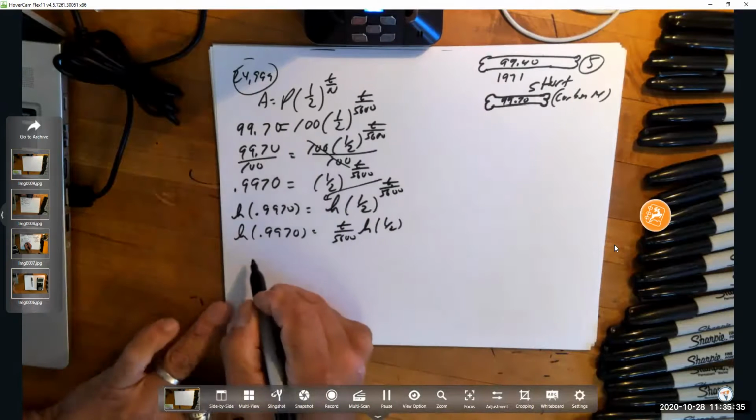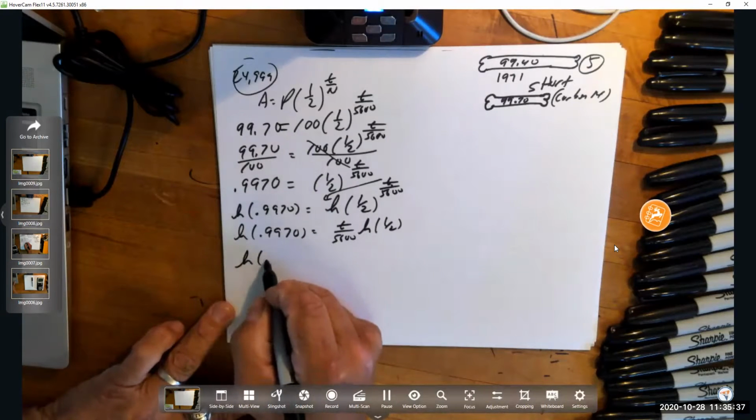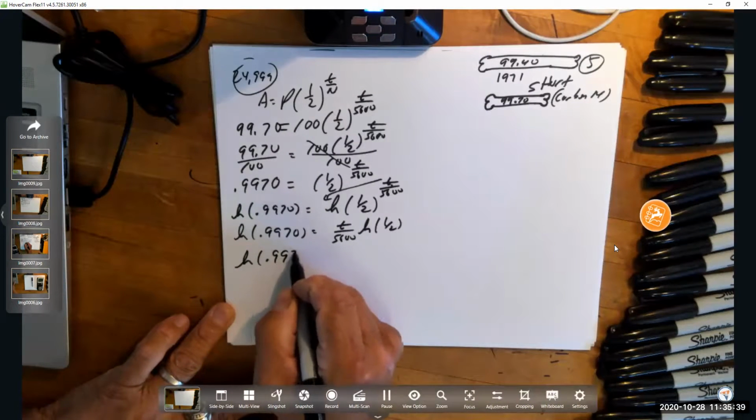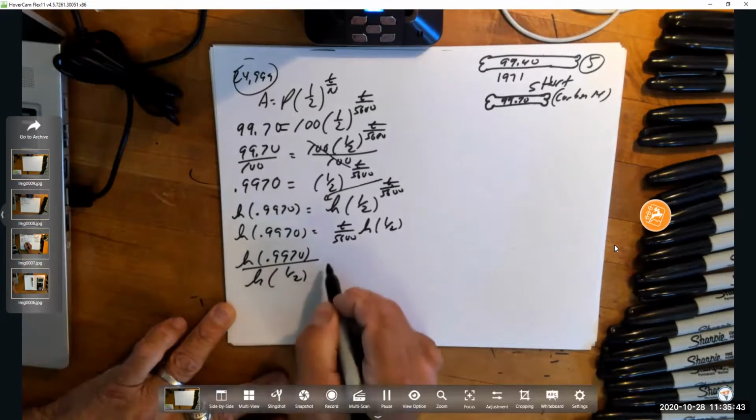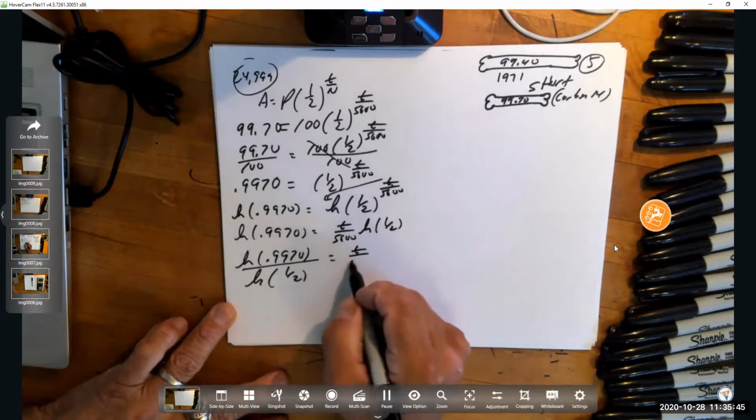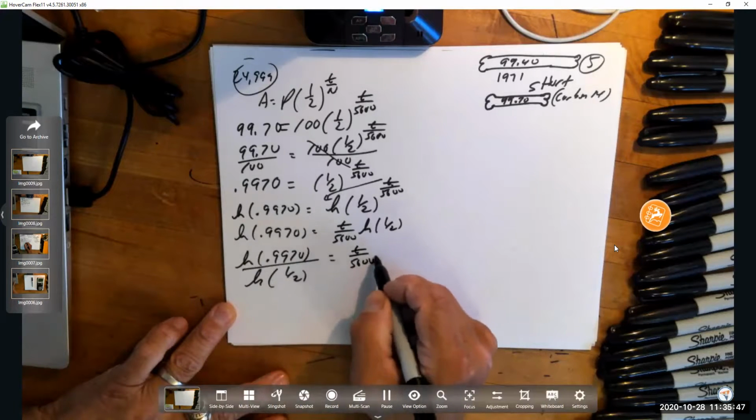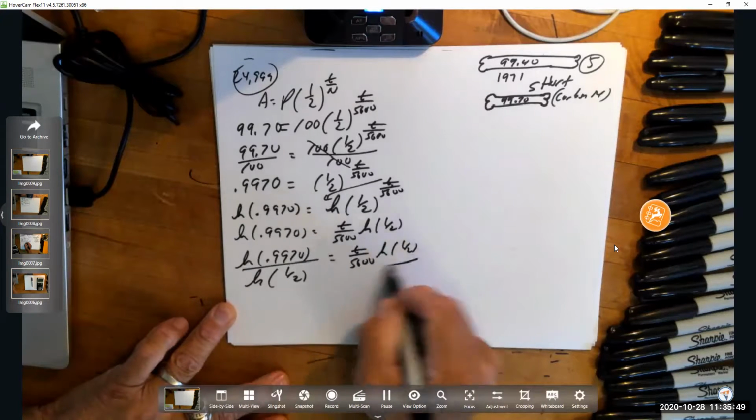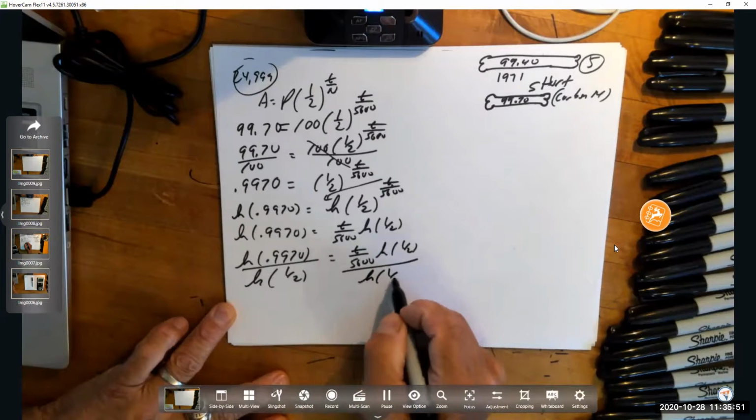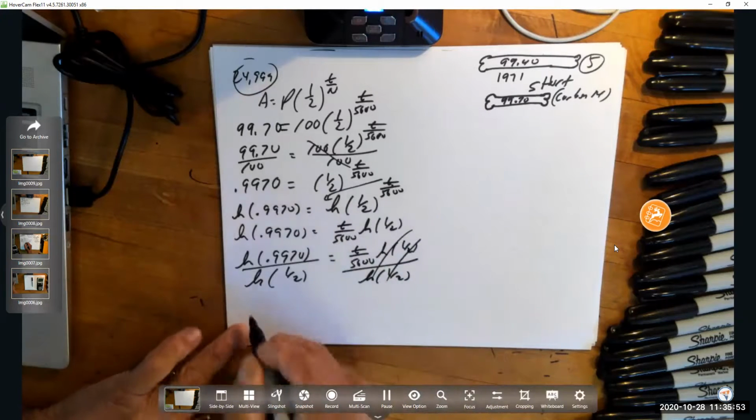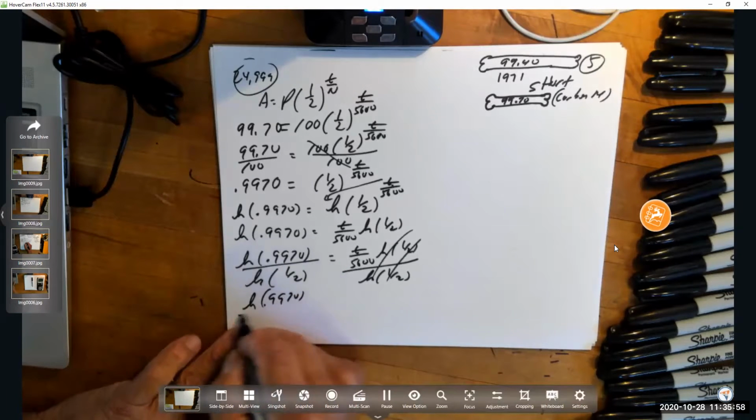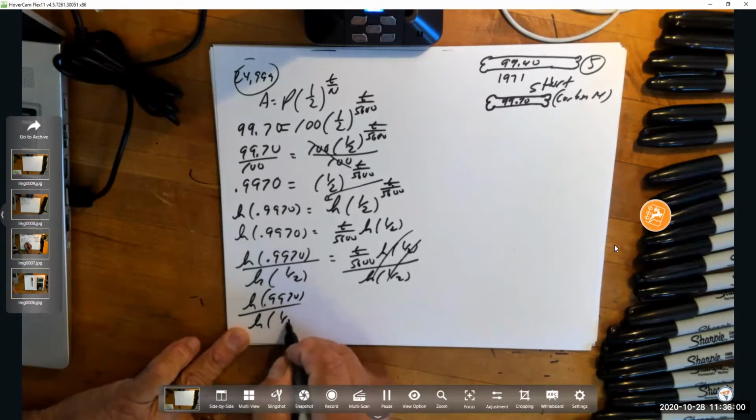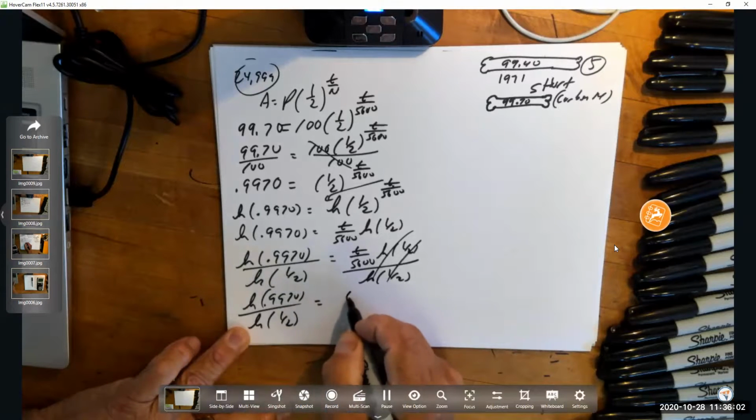So now I'm going to do the same thing we did before. I'm going to divide both sides by that ln 1/2, and same thing over here, ln 1/2. So these are gone. We have ln of 0.9970 over ln 1/2 equals T over 5600 right there.